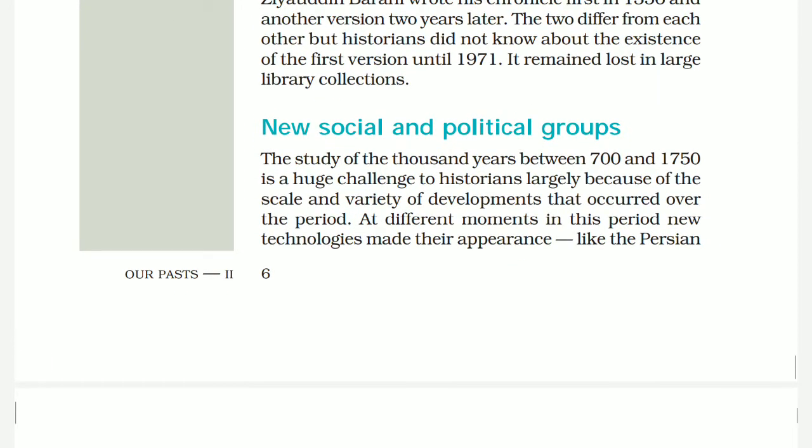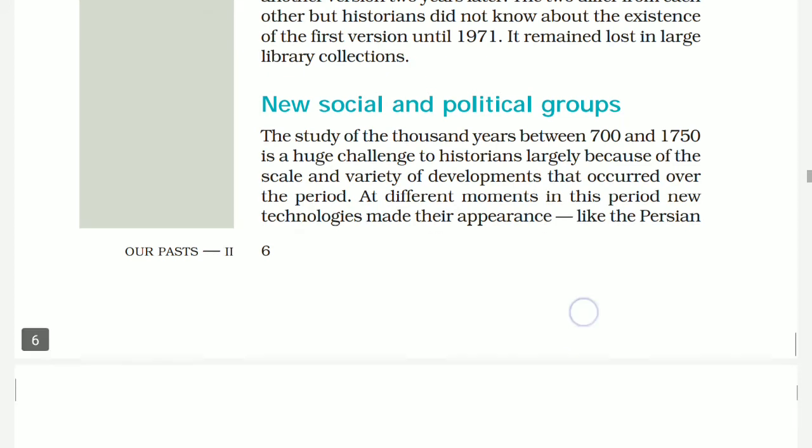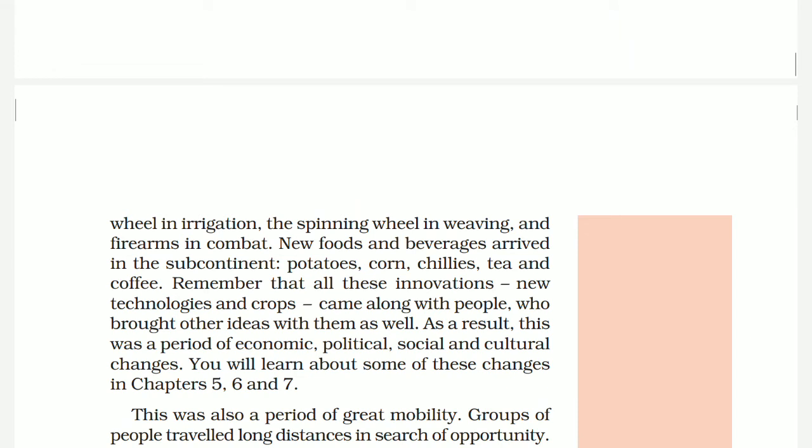New social and political groups. The study of the 1000 years between 700 and 1750 is a huge challenge to the historian, largely because of the scale and the variety of developments that occurred over the period. At different moments in this period, new technologies made their appearance, like the Persian wheel in irrigation, the spinning wheel in weaving, and firearms in combat. These are the three inventions, very important, and that is there in the question as well. You must remember this.